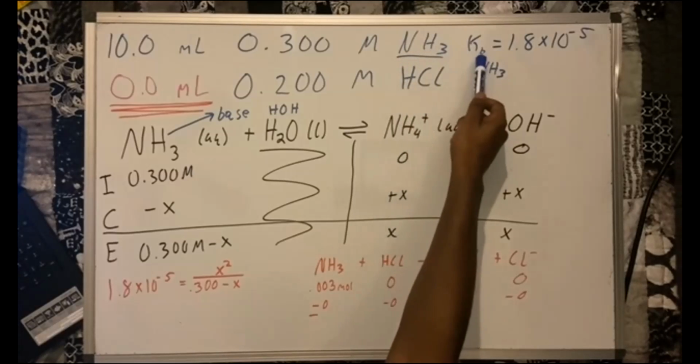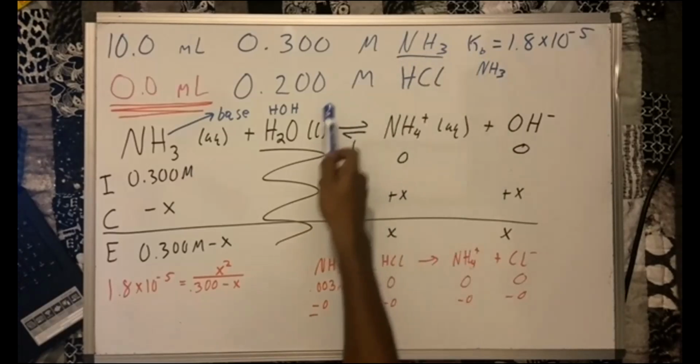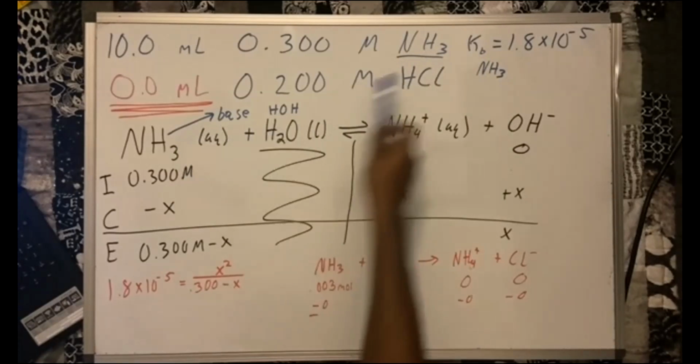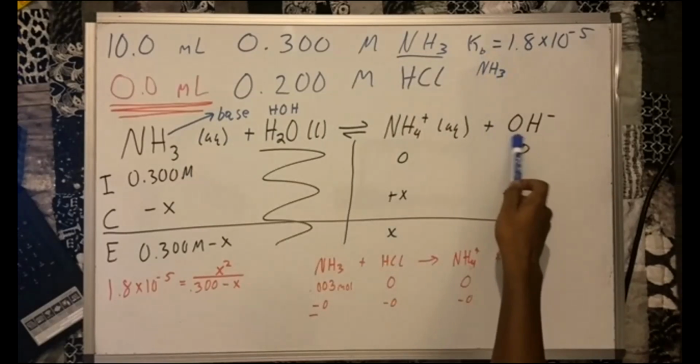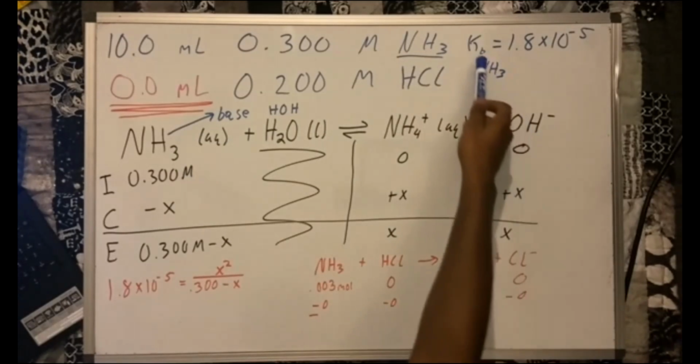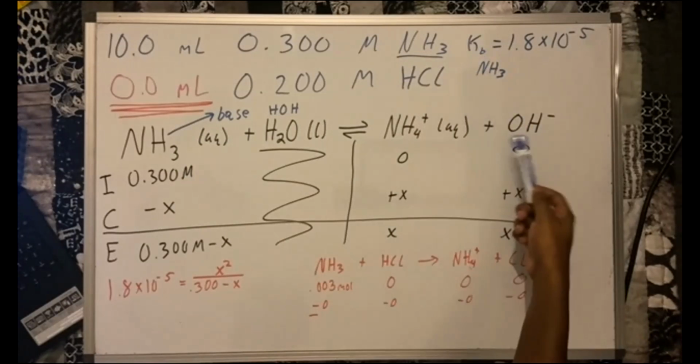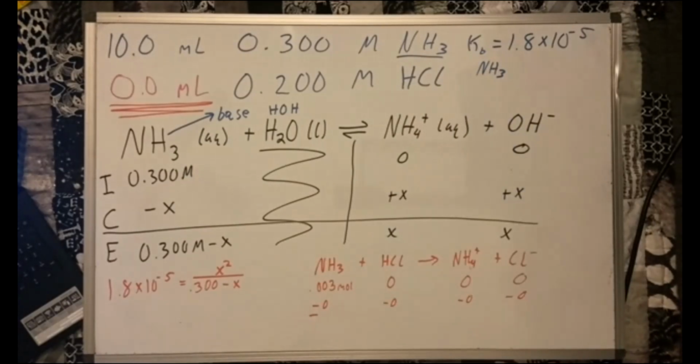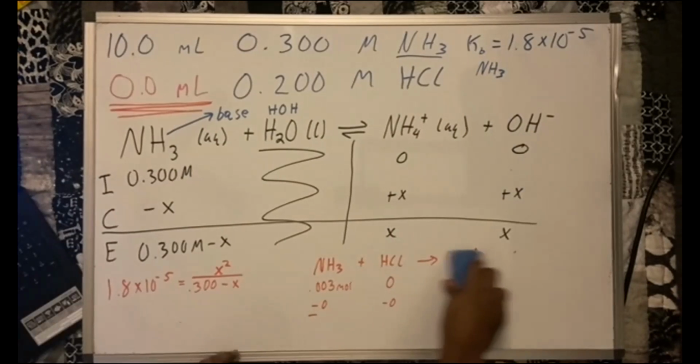So just pay attention to whether it's Ka or Kb. If it was Ka there, then I expect the H3O plus or H plus. But since it's Kb, I expect an OH minus. Good questions. Where's my eraser? Here it is.